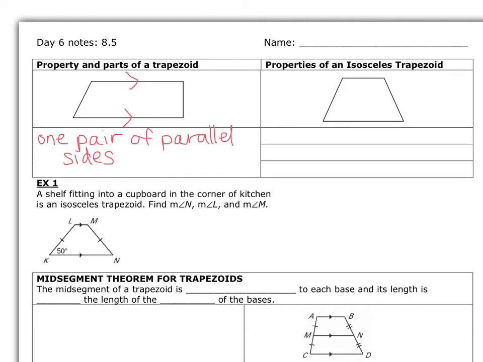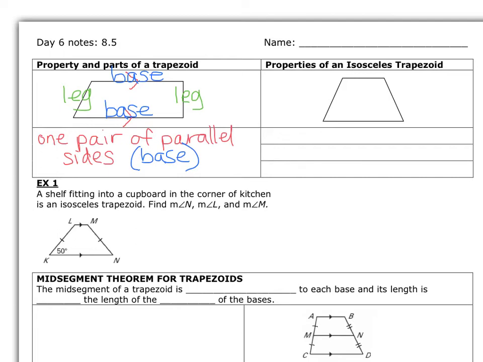Now, these sides that are parallel in the trapezoid are referred to as the base. Remember, again, base does not mean what it's sitting on. You need to think of the base as the pieces that are actually parallel to one another. There are other parts of the trapezoid that are referred to as the legs. So the non-parallel parts of a trapezoid are the legs.